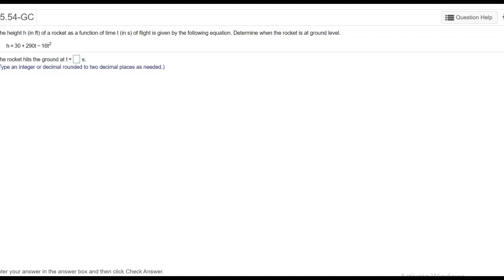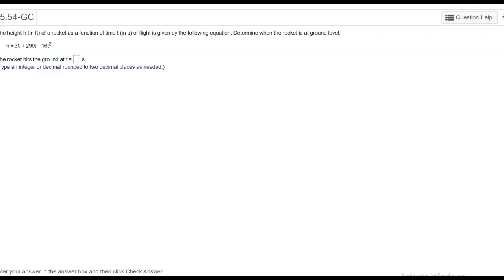So here is the question that you emailed, and we're given h equals 30 plus 290t minus 16t squared, and we want to find when the rocket hits the ground, where t equals the number of seconds. So the rocket will hit the ground when the height is 0.